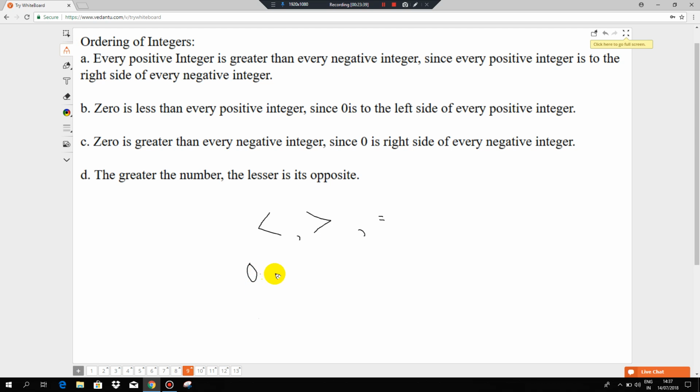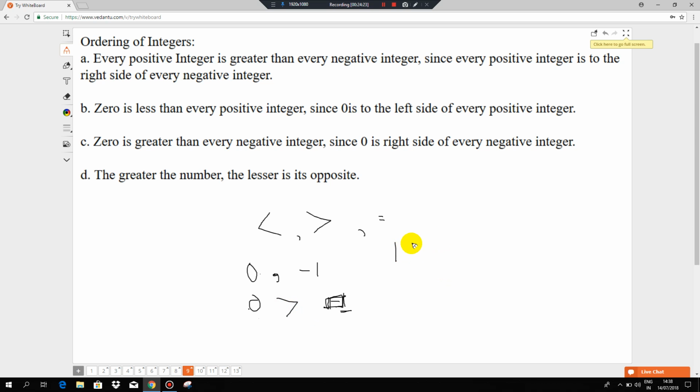If they have 0 and minus 1, which is greater? Don't think that 1 is greater. No. Think about this also: always think about the signs and the numbers. Plus is positive. Is plus greater or is minus greater? Of course, plus is greater. So we denote the minus sign here.